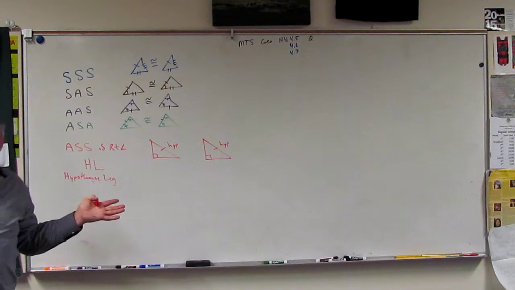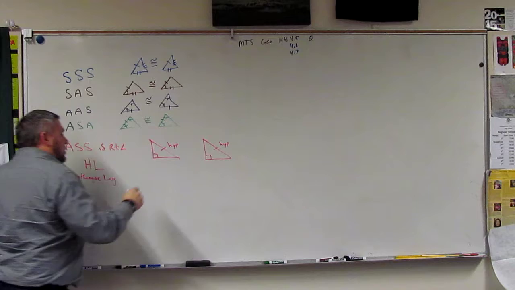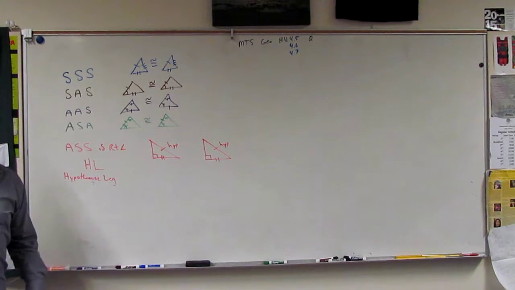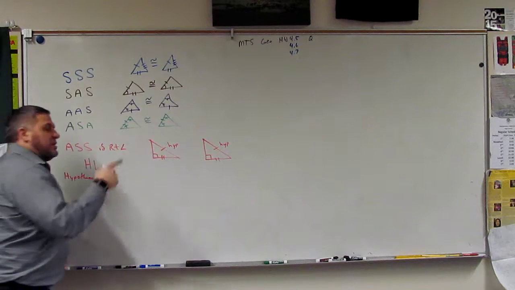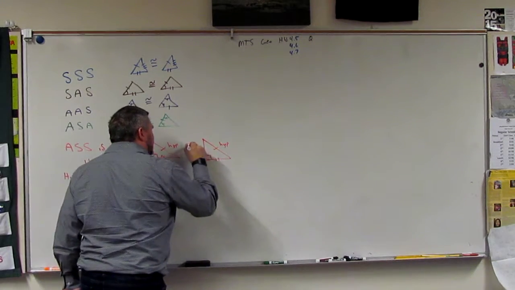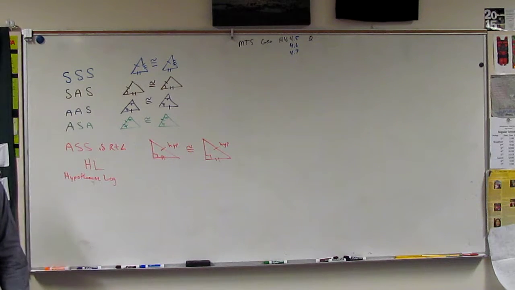So the hypotenuses have to be congruent and one of the legs. It doesn't matter which one. Okay? So one of these legs has to be congruent. If you have a hypotenuse and a leg, and you know it's a right angle, a right triangle, then you have what's called congruency. Okay?